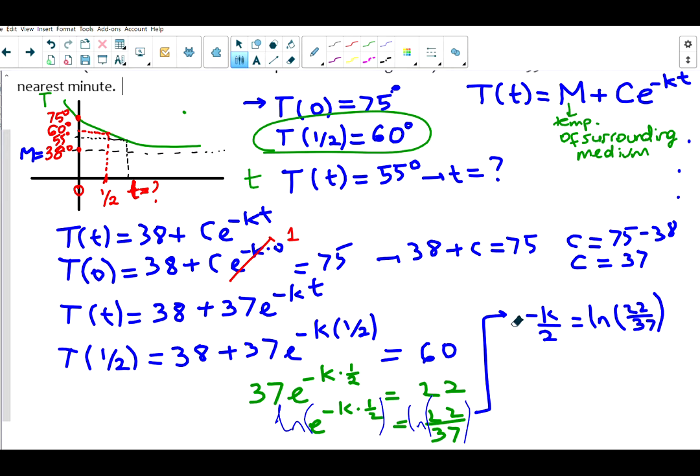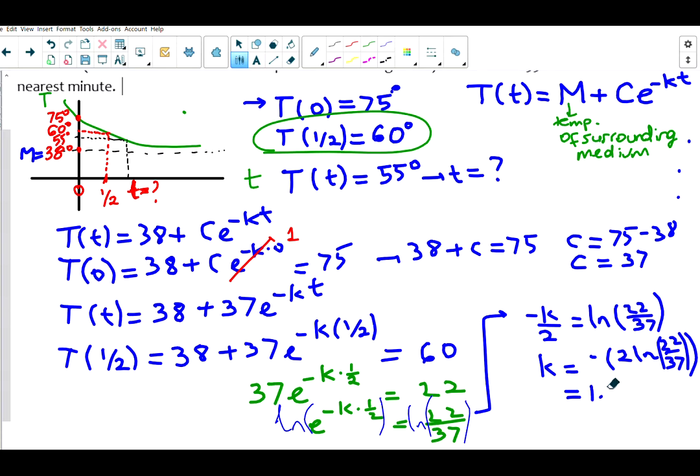And now I'm going to multiply both sides by 2 and divide by negative 1. So k equals negative 2 times natural log of 22 over 37. And just be careful when you enter this into the calculator. Ideally, after the ln, you might need another set of parentheses there. So if you do all of this, negative 2 times natural log of 22 over 37, please put that into your calculator. You're going to get something like 1 point something.